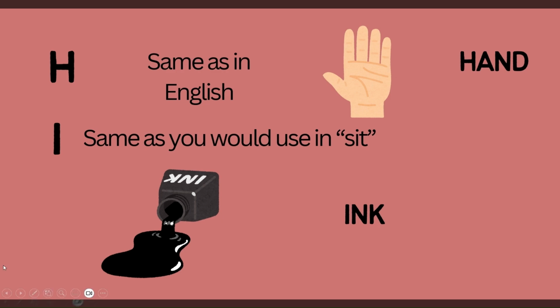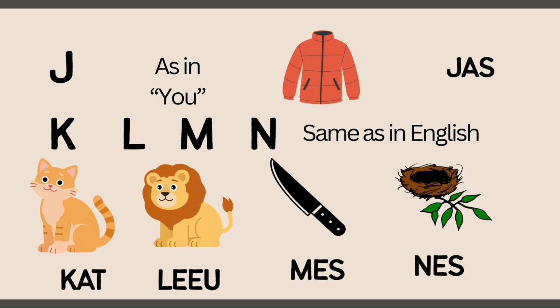Hand. The I in Afrikaans, we say the same as in English, but like you would use it within a word. For example, the word sit, the sound. So instead of ink, we say unk. Let's say it one more time. Ink.